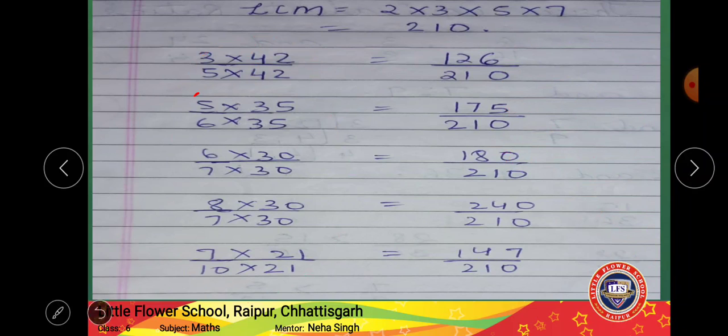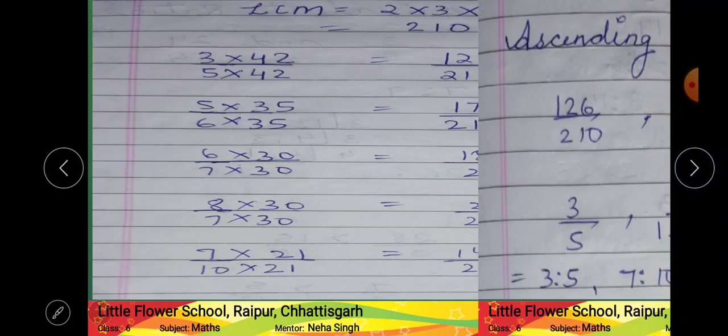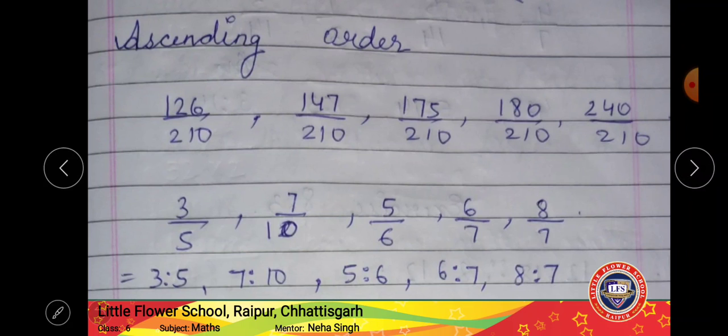Okay. What will it be? 126 by 210. After the multiplication, now see here, these are all equivalent fractions. All the denominators are the same. So now can we compare them? Yes. So what is the smallest? The smallest is 126 by 210. Then 147 and so on.